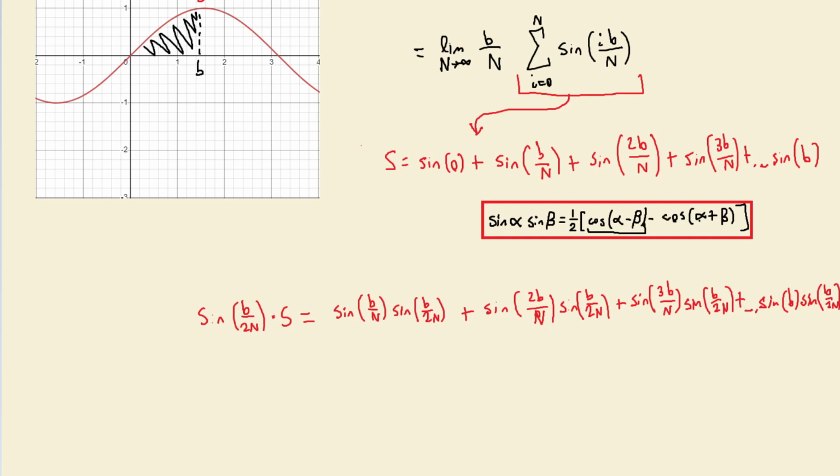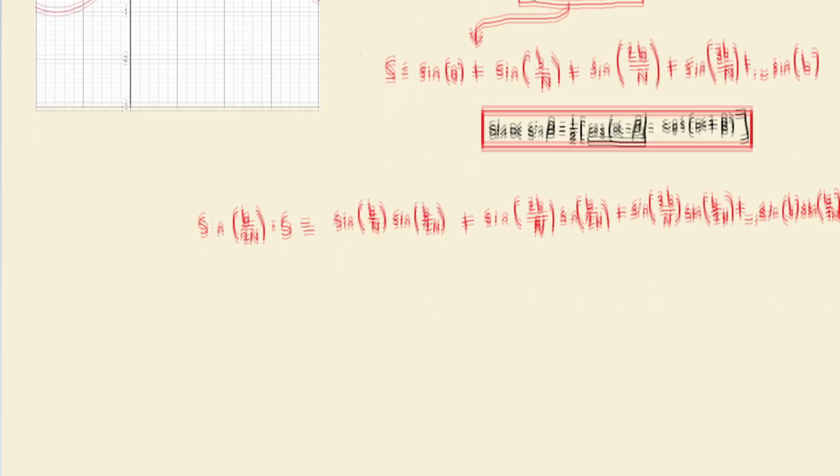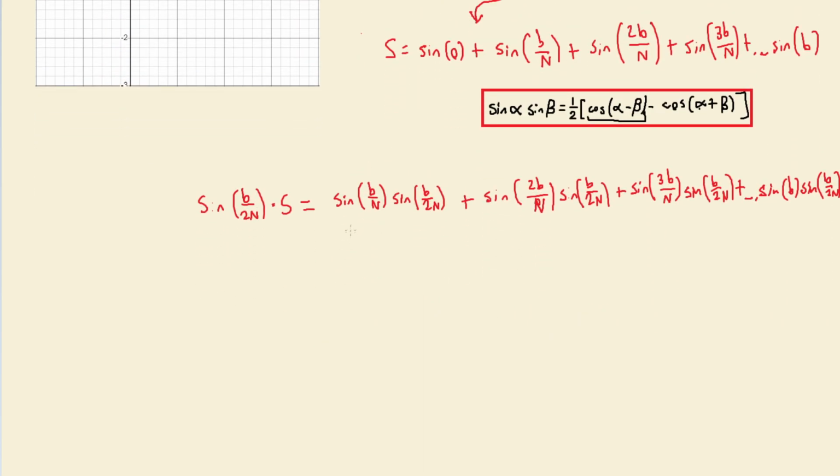And so now what I can do is use this trigonometric identity in order to break these up. This one would become, let's see, I'm going to have a common factor of 1/2 across all of these things, so I'm just going to break that out. Then here I'm going to get cosine of the first thing inside the sine minus the second thing inside the sine. So b over n minus b over 2n is just equal to cosine of b over 2n. I'm going to have to subtract b over n plus b over 2n, which is 3b over 2n, cosine of 3b over 2n.